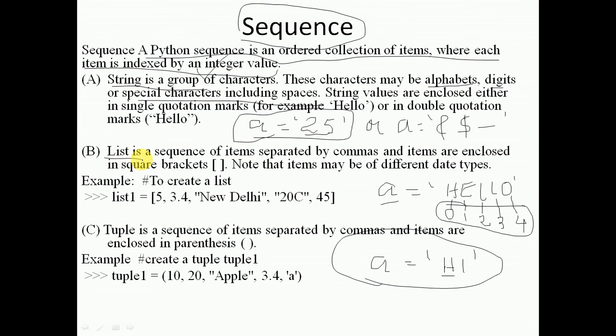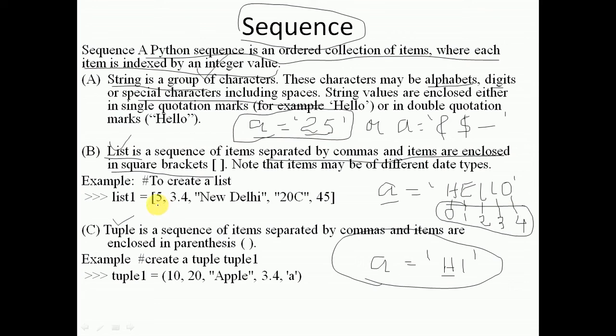List. A list is a sequence of items separated by commas, and items are enclosed in square brackets. See, this list and tuple are of the same thing, but there is some difference in it. So a list can also represent different data types.